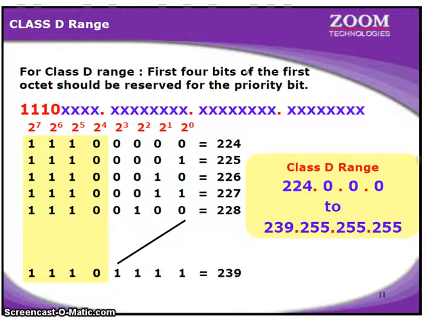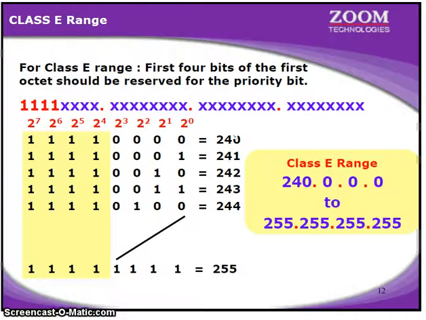The range for class D can be calculated as follows. The first 4 bits for class D are 1110, that are the priority bits. So the starting number will be 224 and the ending number will be 239. So the range for class D will start from 224.0.0.0 till 239.255.255.255.